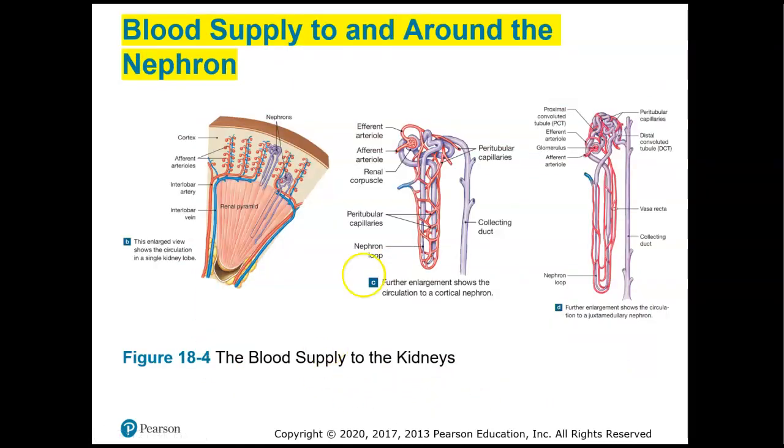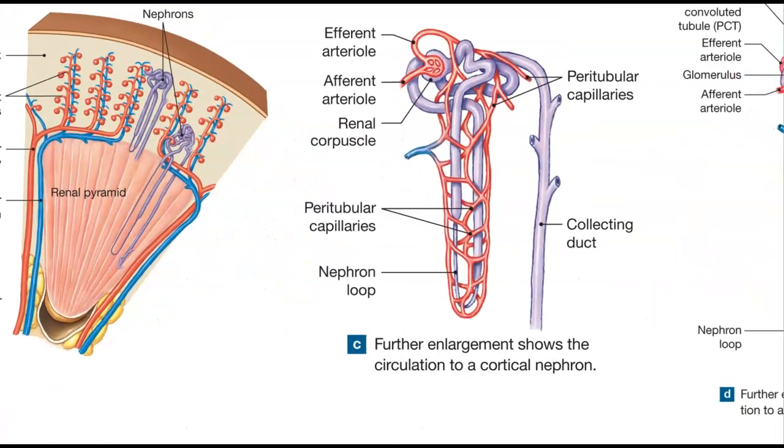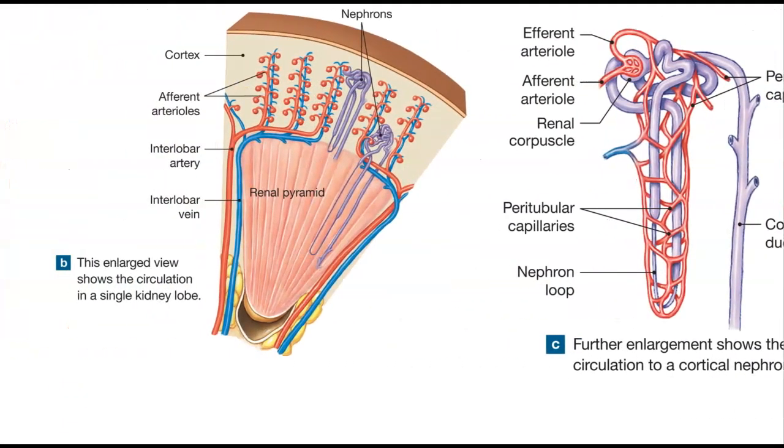So you can see in this picture, let's first make sure you understand the difference between a cortical nephron and a juxtamedullary nephron. Here's a cortical nephron. See how it's mostly in the cortex? And then here is a juxtamedullary nephron in picture B. I'll blow it up. Here we go. So the cortical nephron is this portion. This is a juxtamedullary nephron. See how the nephron loop extends way down into the medulla, into the renal pyramid, and then back up?